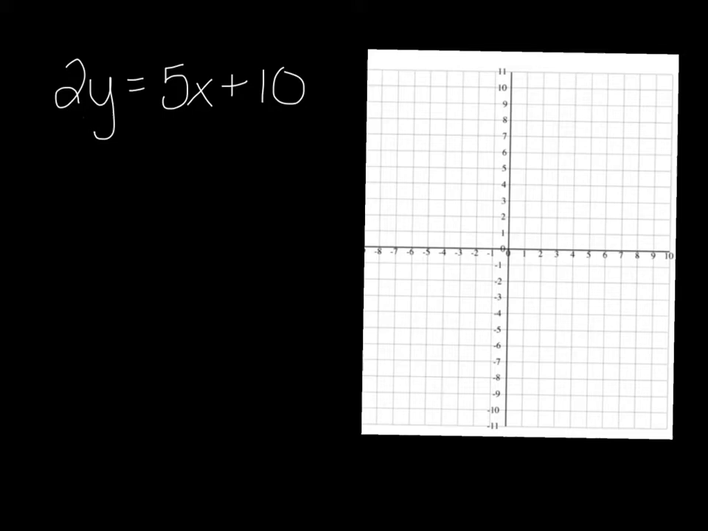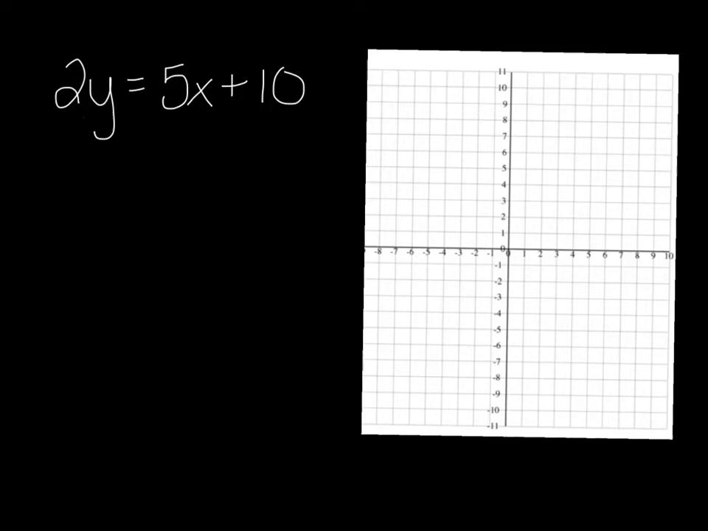Alright, so here we're given an equation, 2y equals 5x plus 10. Looks a little different than the equation yesterday because it is not in what's called slope-intercept form yet. So what we want to do is make it into slope-intercept form, and to do that we want to get the y by itself.